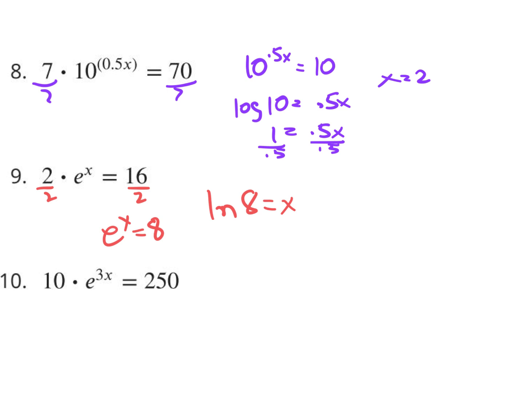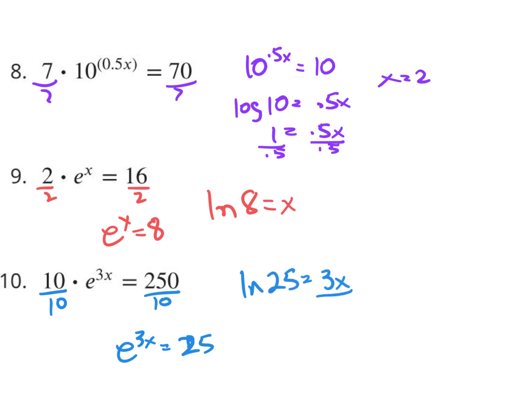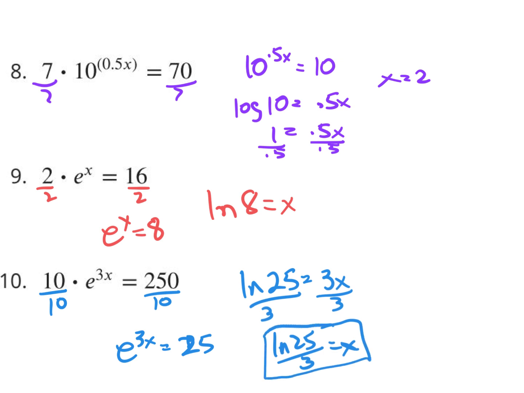And finally, first things first, we got to divide by 10. e to the 3x equals 25. Take the natural log because this is e. Divide by 3. So the natural log of 25 divided by 3 equals x. And this is perfectly an acceptable answer because that is the most accurate and brief way to write it.